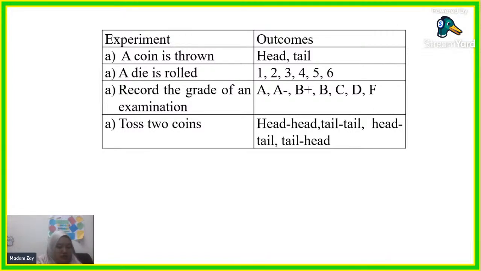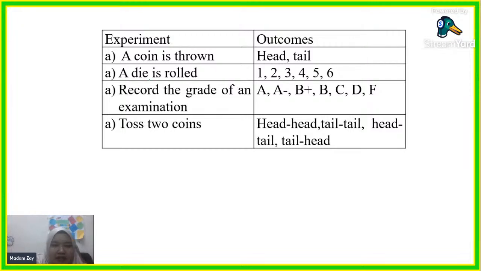Okay, this is my coin, 50 cents. I have the flower part and then the bottom part. So we have two outcomes out of a coin when we throw this coin. It's either the upper part or the lower part. So we call it head and tail. The next one is a die is rolled.